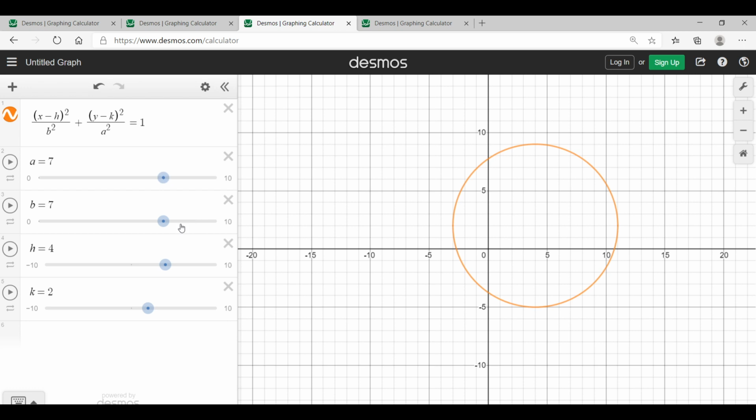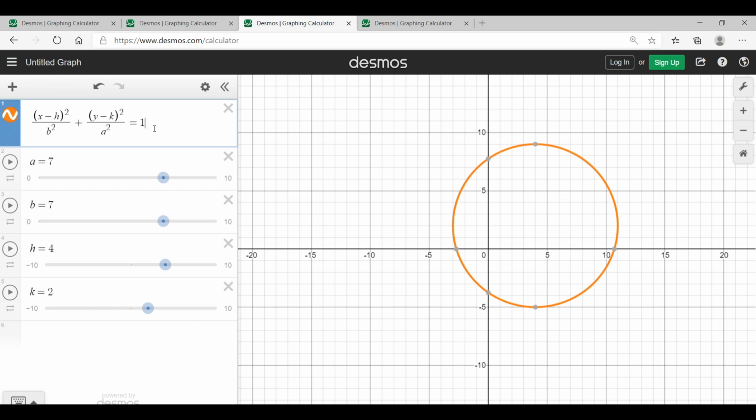So the ellipse becomes a circle when a and b are equal. Okay, so when a and b are equal, then the ellipse becomes a circle. That's the reason why a circle is considered an ellipse of special case. It's a special case because it will only happen when a and b are equal. Now let's talk about the degenerate conic. When can we see a degenerate conic of the ellipse?